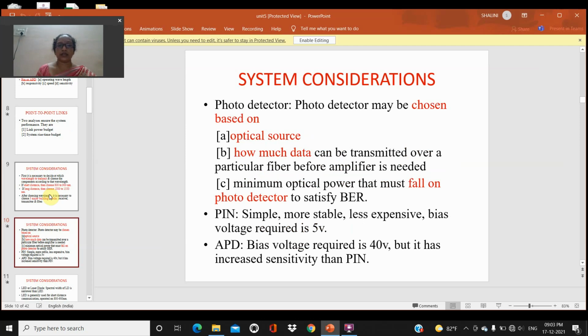The photodetector may be chosen based on the optical source, how much data can be transmitted over a particular fiber before an amplifier is needed, and the minimum optical power that must fall on the photodetector to satisfy the bit error rate. PIN: simple, more stable, less expensive, and the biasing voltage required is 5 volts. APD, avalanche photodetector: the bias voltage required is 40 volts, but it has increased sensitivity compared to PIN.